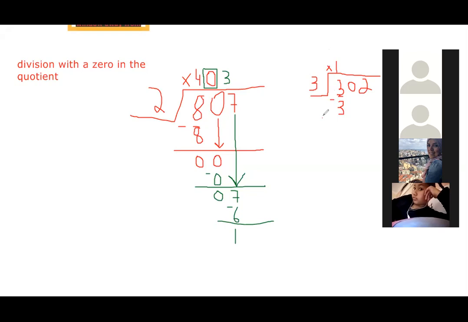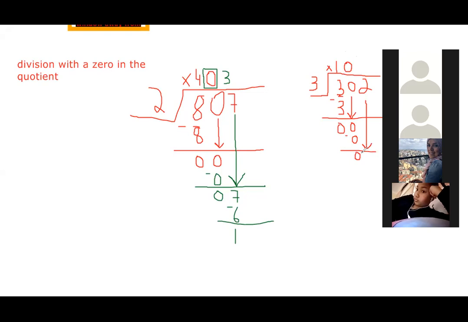Now I should bring down the 0 and start the steps all over again. 0 divided by 3. So 0 divided by any number, you're going to put a 0 in the quotient. So that's our lesson, to put the 0 in the quotient. Okay? And now we continue normally. Now, what's 3 times 0? It's 0, you put it under, you subtract. Of course, it's 0. And now you bring down the 2.